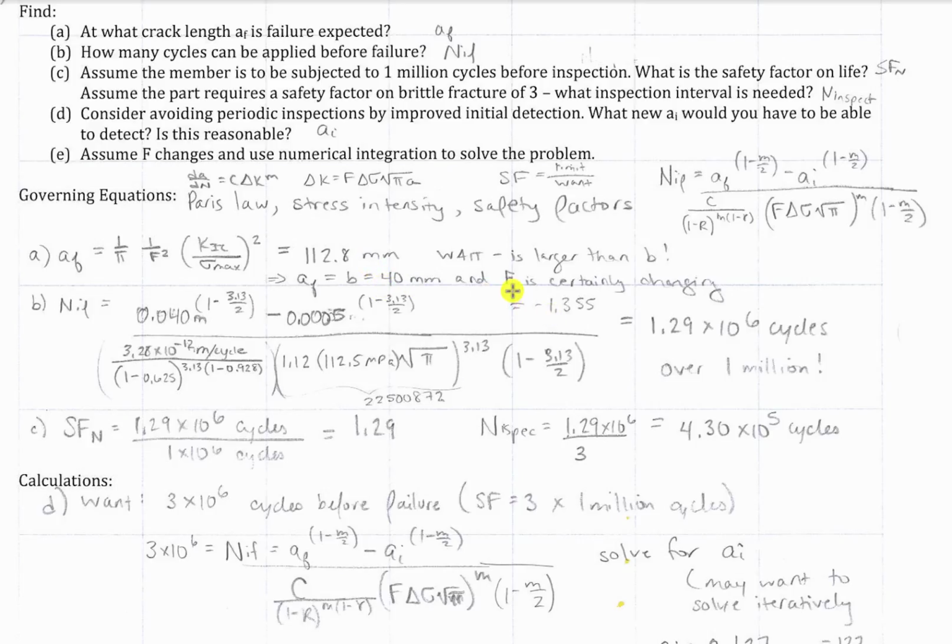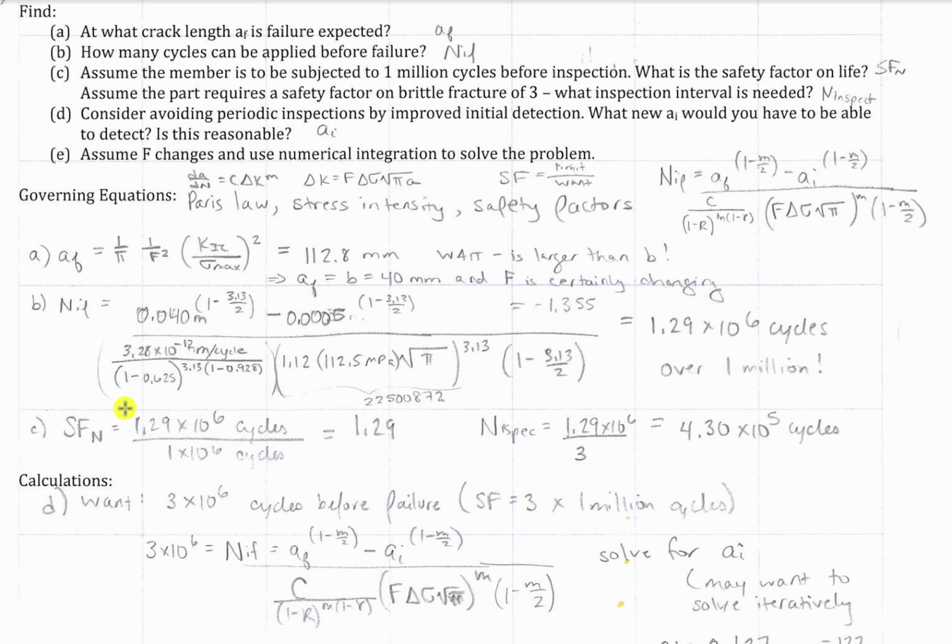And so we know here that F is certainly changing. So that's a big first pass assumption that we're making to use this NIF equation where we keep F constant. So let's look at this equation and plug in. We're going to use that dimension B of 40 millimeters for our final crack length. It told us that initially we could detect a crack of 0.5 millimeters, so we put that into meters and we see that here. Our m is 3.13. That was given.